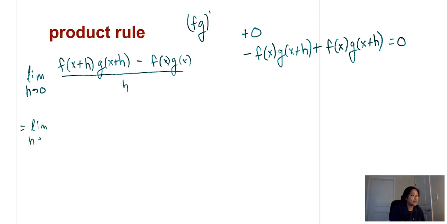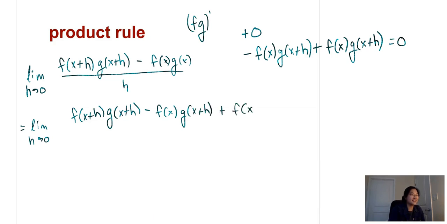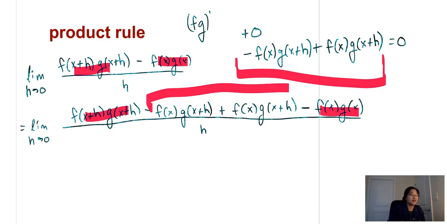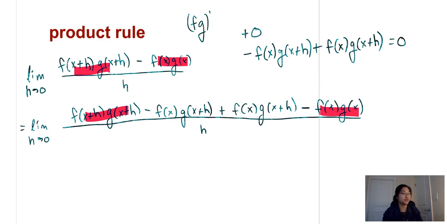So if we add that in our numerator, then what do we get? The limit as h approaches 0 of f of x plus h times g of x plus h minus f of x times g of x plus h plus f of x times g of x plus h minus f of x times g of x, and this is all over h. Where did these all come from? Well, that's right there, and this is right there, and then the rest of it is just 0.